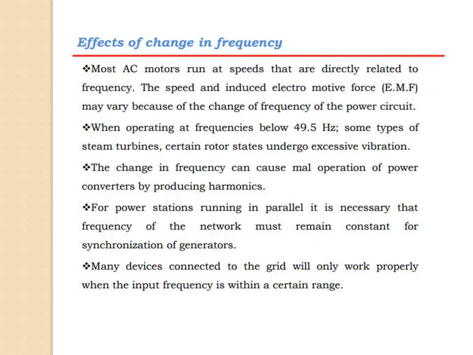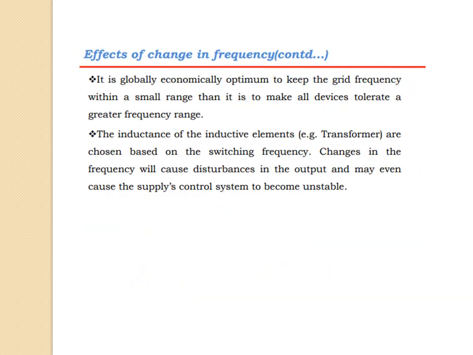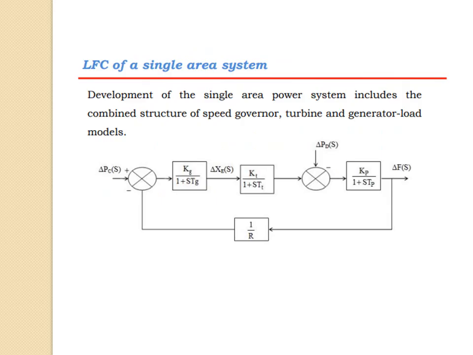For power stations running in parallel, it is necessary that the frequency of the network remain constant. Many devices connected to the grid only work properly when the input frequency is in a certain range. Next, it is globally economically optimum to keep the grid frequency within a small range. The inductances of the inductive elements are chosen based on the switching frequency. Changes in the frequency will cause disturbance in the output and may even cause a supply failure.